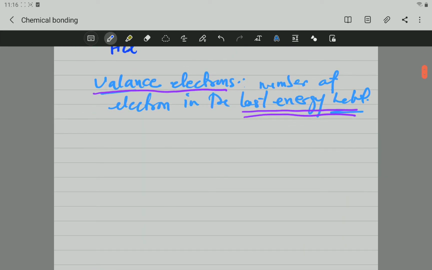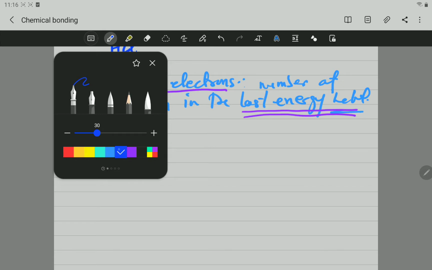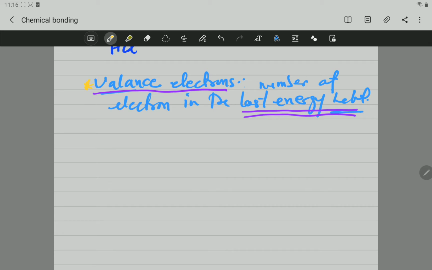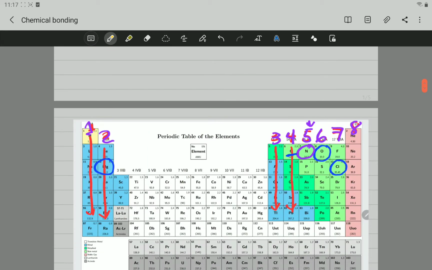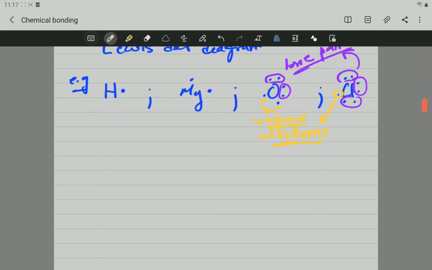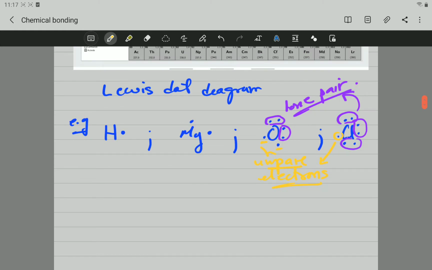The electrons that are going to be involved in chemical bonding are called valence electrons. Valence electrons are the electrons in the last energy level that will be involved in the chemical bonding. We use the Lewis dot diagram to represent the bonding. In the Lewis dot diagram we have atoms and dots which represent the valence electrons. There are different examples we did previously.